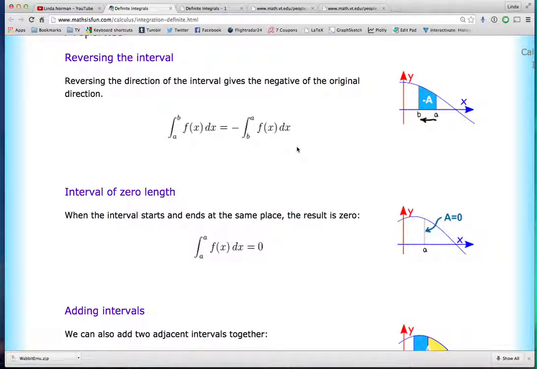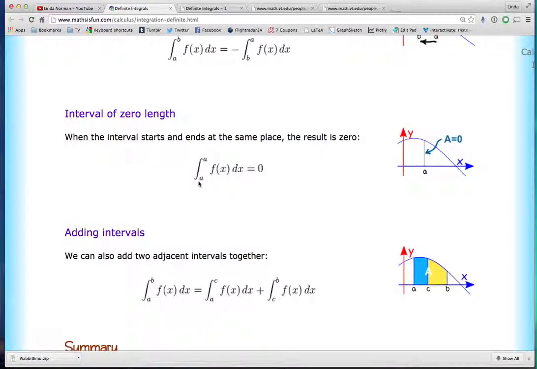So when I evaluate one of these definite integrals from a to b, I get a positive area. If I swap the bounds from b to a, I then have to negate that, because b to a is going to give me a negative area. So basically when I swap the bounds, I take the opposite of my definite integral.